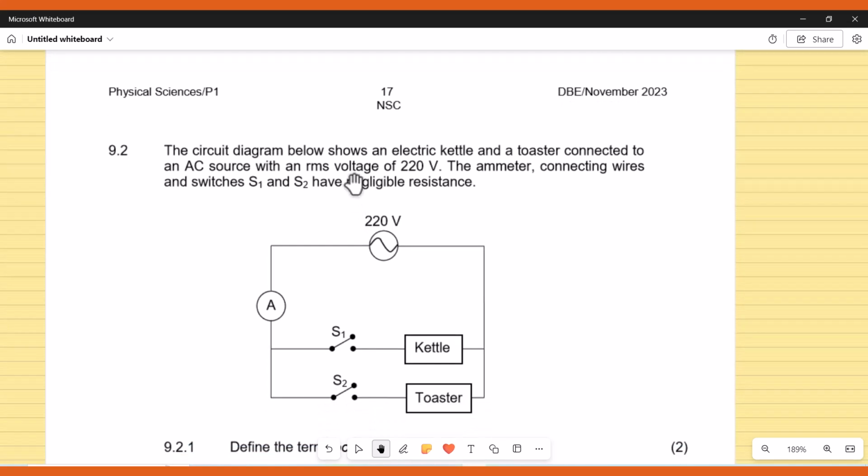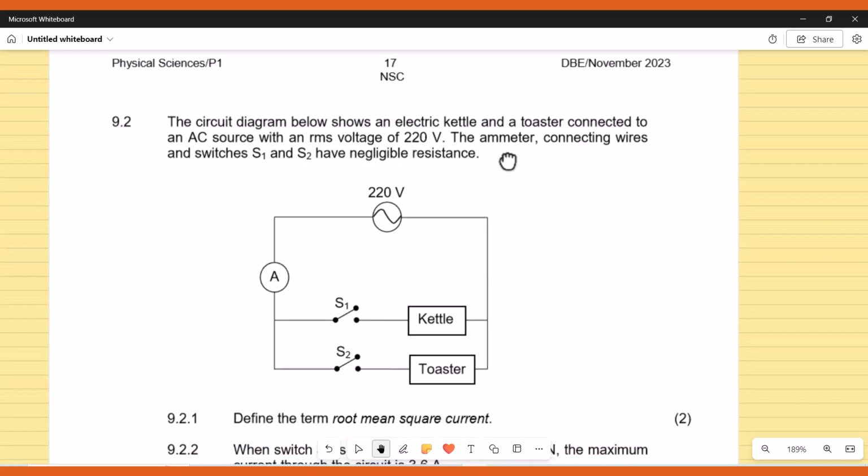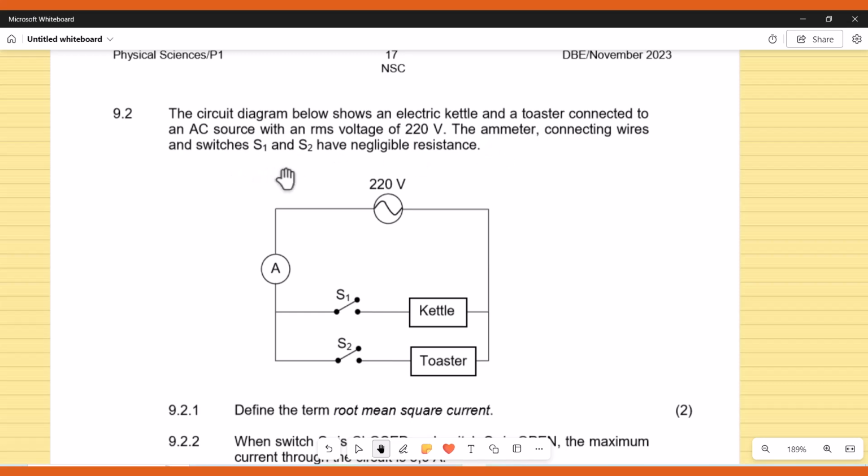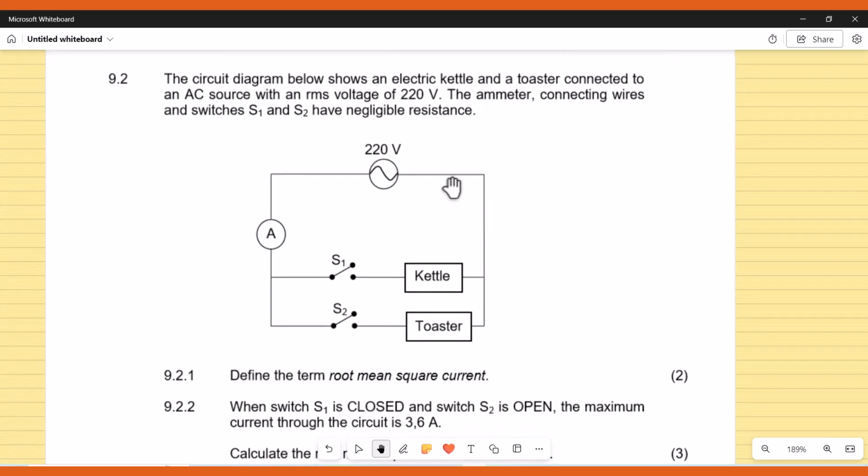Then they say the circuit diagram below shows an electric kettle and a toaster connected to an AC source with an RMS voltage of 220 volts. The ammeter, connecting wires and the switches have negligible resistance, so that is zero resistance. You can see this is our AC voltage, ammeter, switches 1 and 2, kettle and toaster.